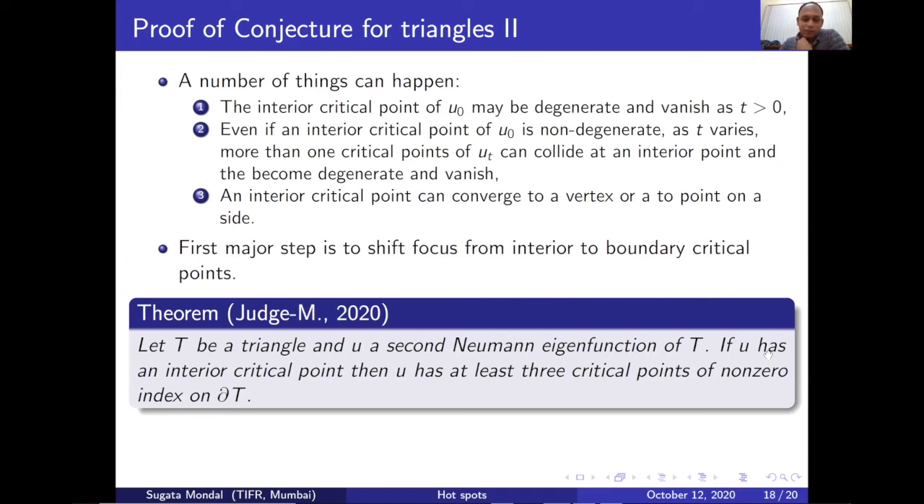I'll explain this part a little bit more. These are critical points of non-zero index on the boundary of T, and in fact, I should emphasize this more: each side of T has a critical point of u in it. I want to give an idea of the proof of this result as well.